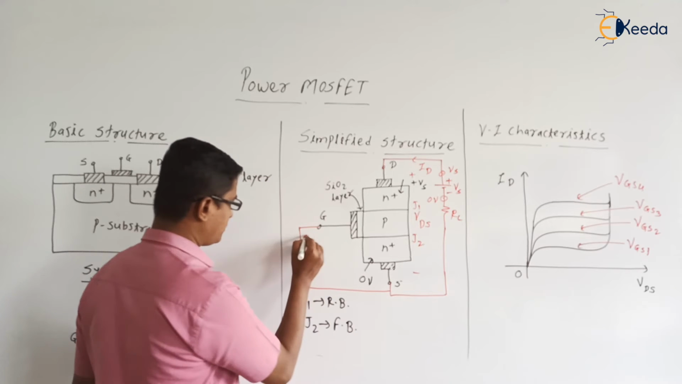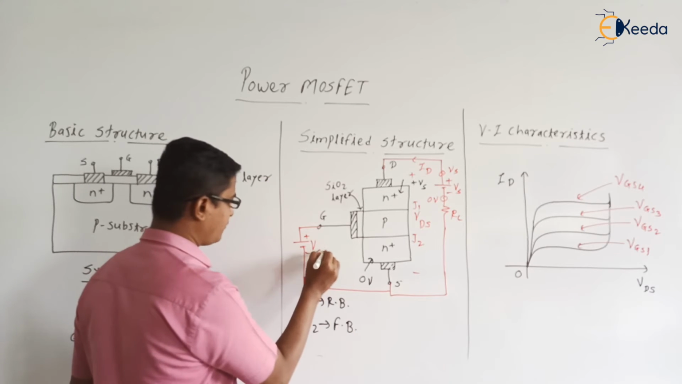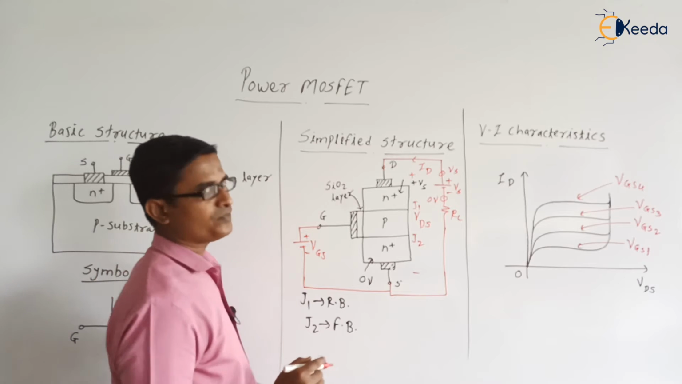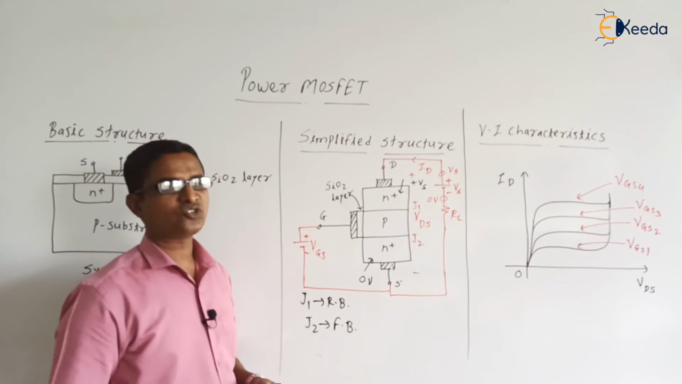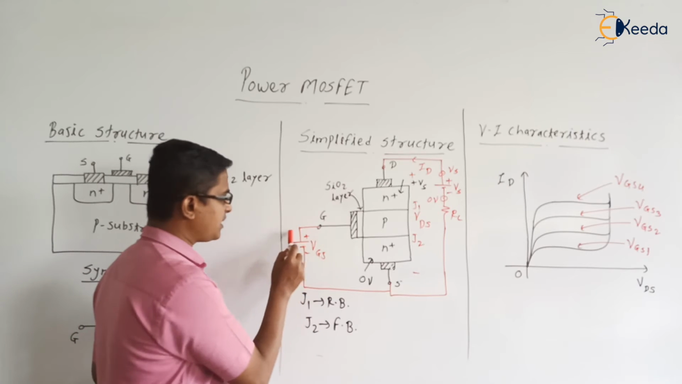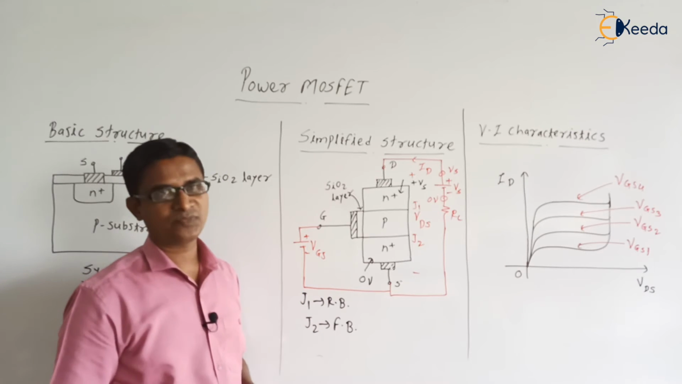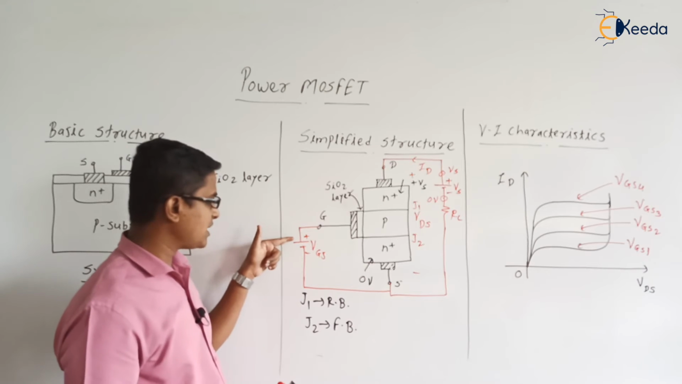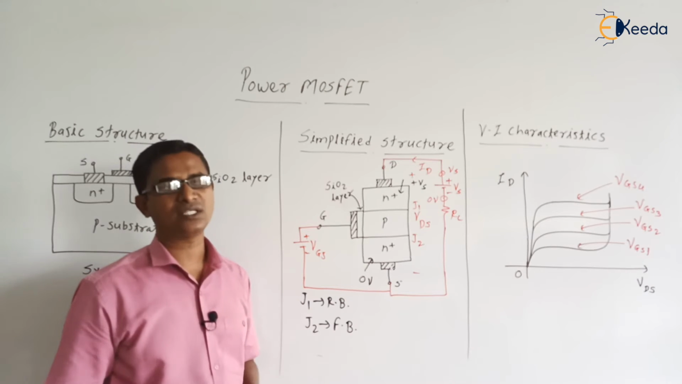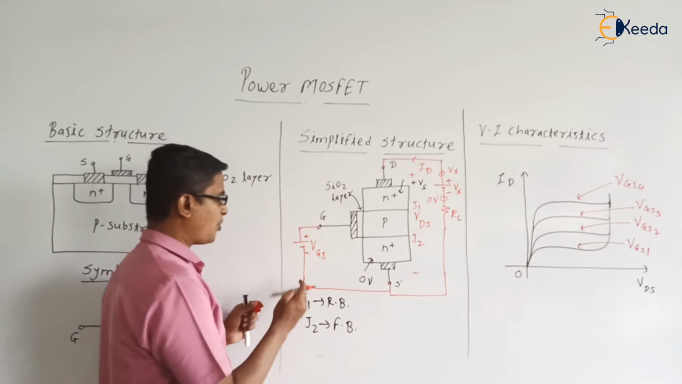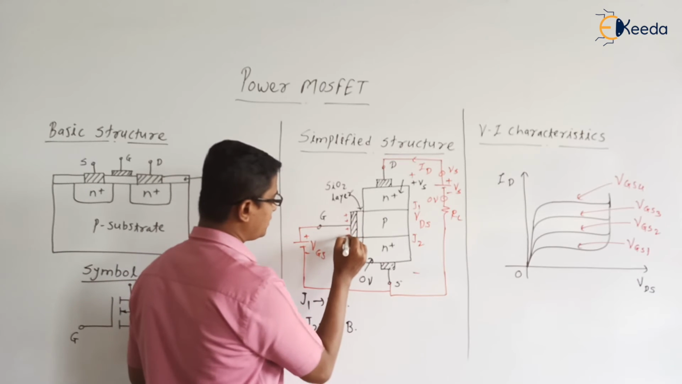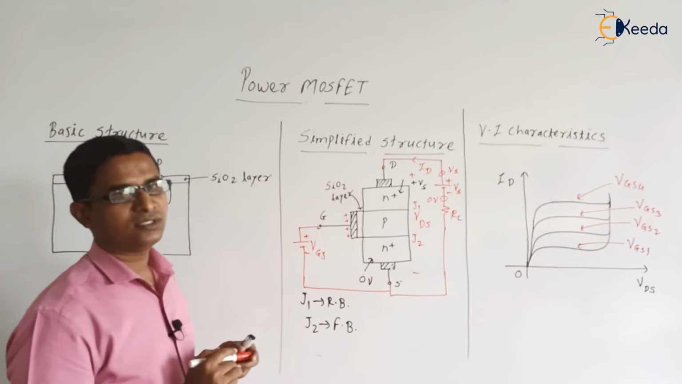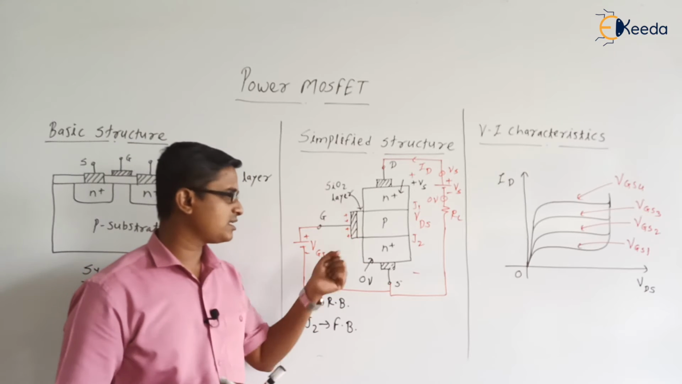and source. Consider it a VGS. Now, as we know, this is an EMF, electromotive force. On one side it consists of positive charges, on the other side it consists of negative charges. So what will happen? The positive charges from the positive plate of the VGS will accumulate at this edge.